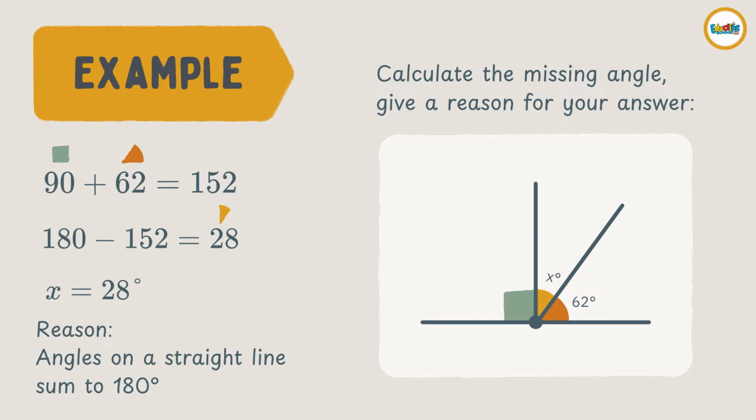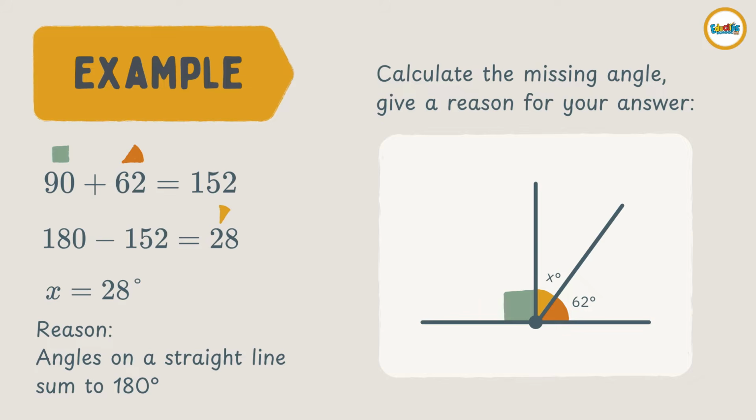The question says, calculate the missing angle, give a reason for your answer. Now we can see that on that straight line there are three angles. There is a green angle, there is a lighter orange, and there is a darker orange. Now what facts do we already know? We know that the green angle is a right angle, so that must be 90 degrees. And we also know that the darker orange angle that's been given to us is 62 degrees. So the missing angle must be what's left to give me the total of 180 degrees, which is a straight line.